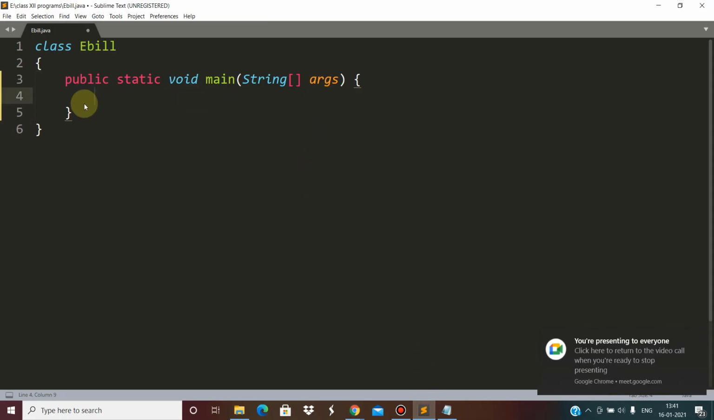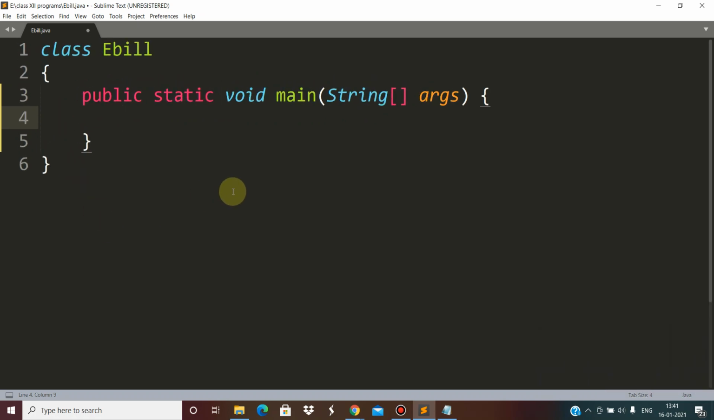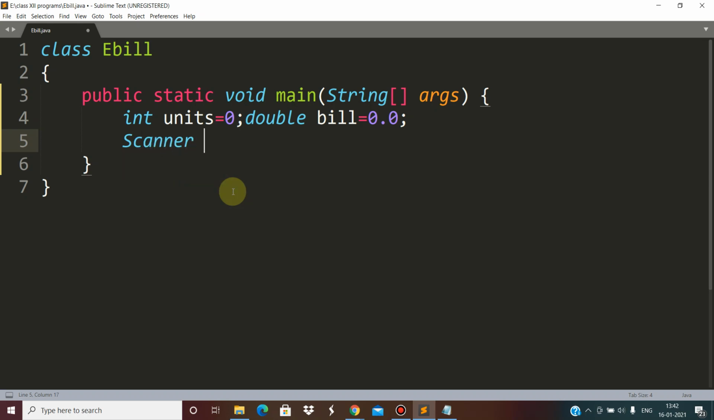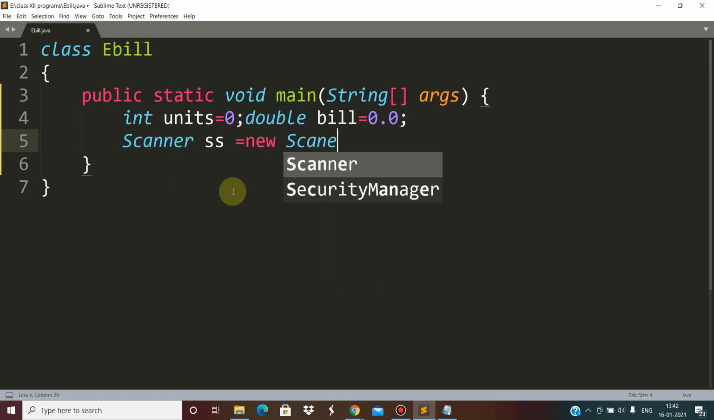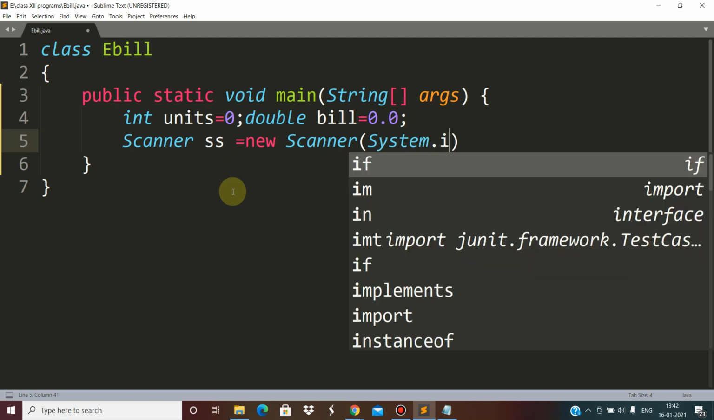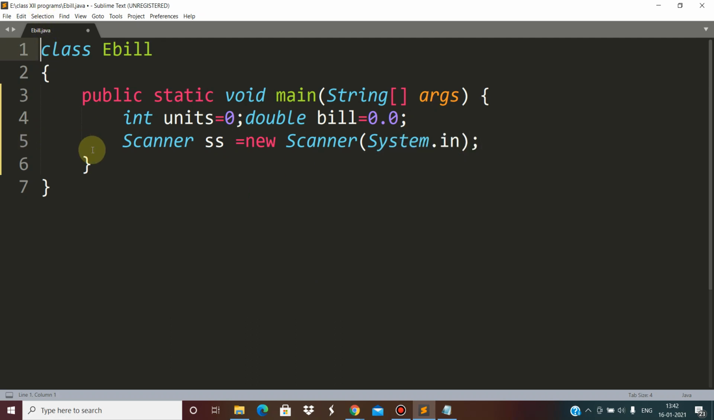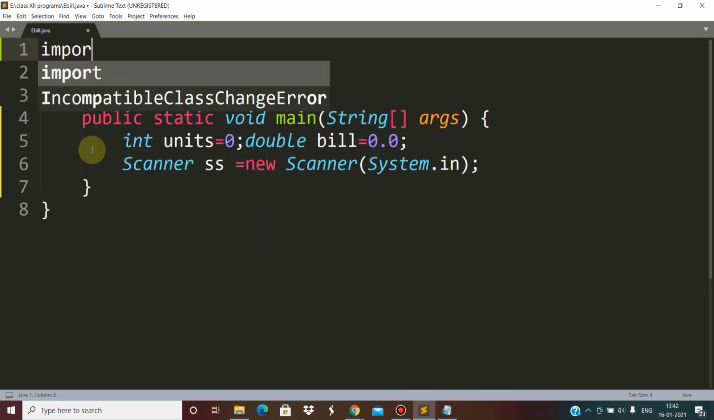So children, first of all we have to think about how many variables are needed. In this question we need one variable for the units consumed, which is an integer, and another variable, double bill. Actually we need this variable as a floating literal, that's why I have taken double. And now you need to initialize the Scanner class, and import it.